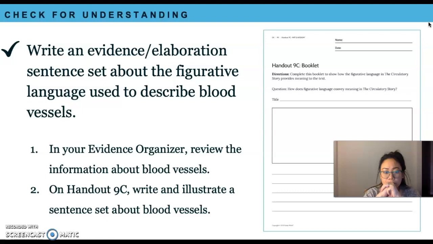Write an evidence elaboration sentence set about the figurative language used to describe blood vessels. First, in your evidence organizer, review the information about blood vessels. Then, on handout 9C, write and illustrate a sentence set about blood vessels. Pause the video to complete this now.